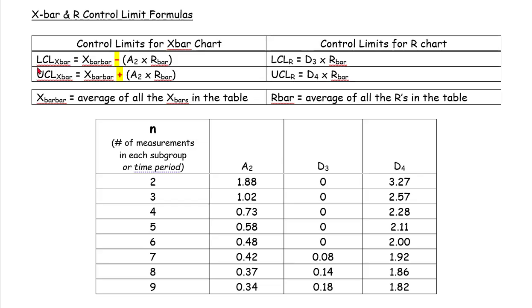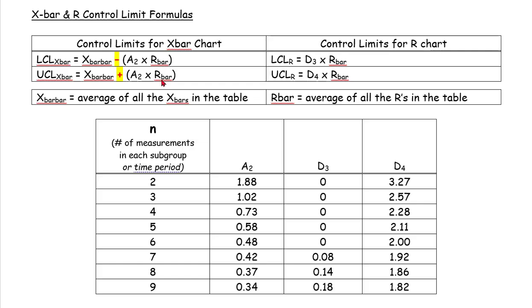The lower control limit for the X bar is simply the X bar, which is just the average of all your averages, minus A2 coefficient times R bar, which is just your averages of the R's. The upper control limit for the X bar is very similar, X bar, but instead of minus, it's going to be plus coefficient A2 times R bar.